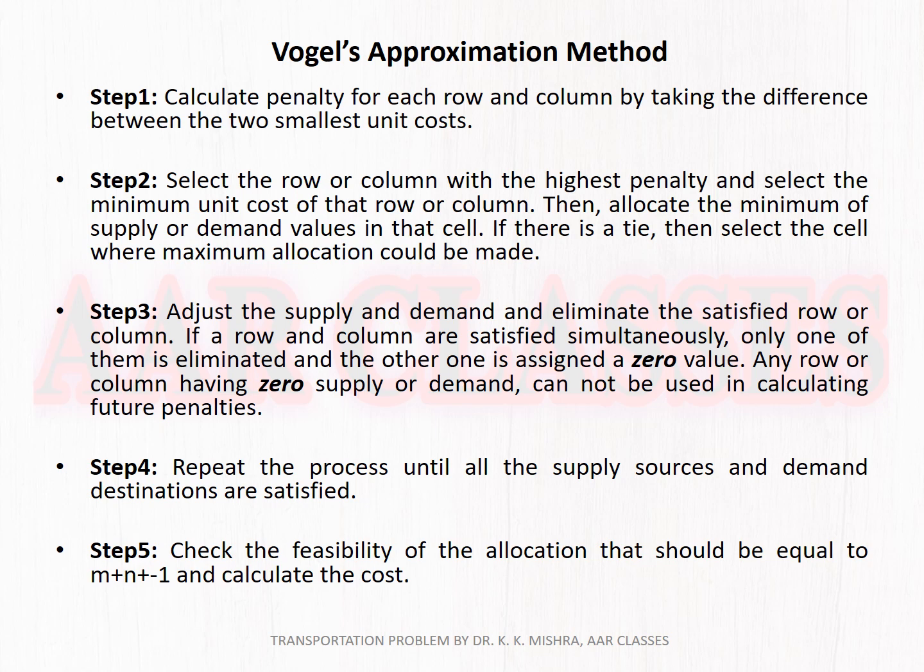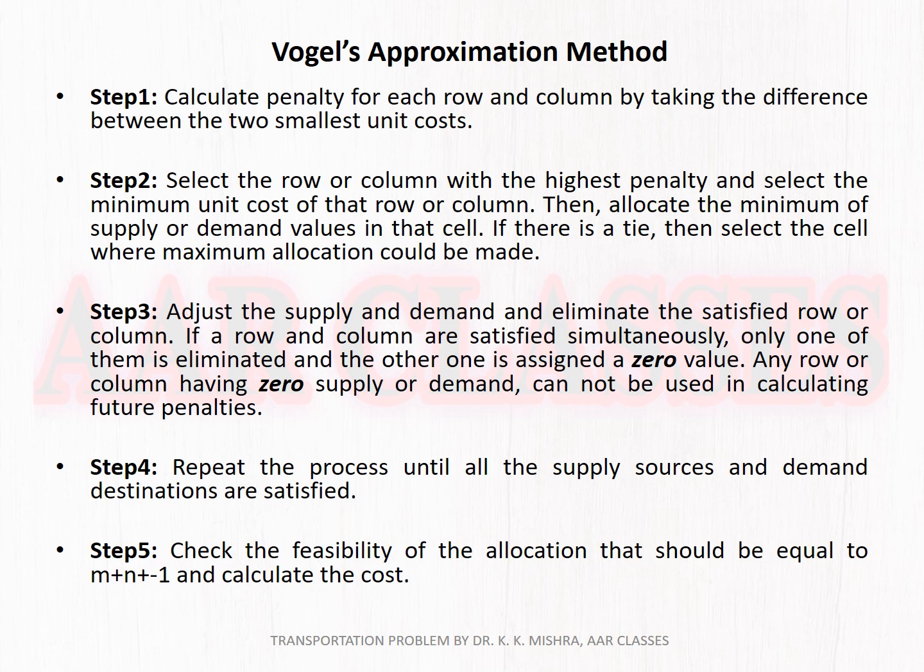Step 3. Adjust the supply and demand and eliminate the satisfied row or column. If a row and column are satisfied simultaneously, only one of them is eliminated and the other one is assigned a zero value. Any row or column having zero supply or demand cannot be used in calculating future penalties. Step 4. Repeat the process until all the supply sources and demand destinations are satisfied.